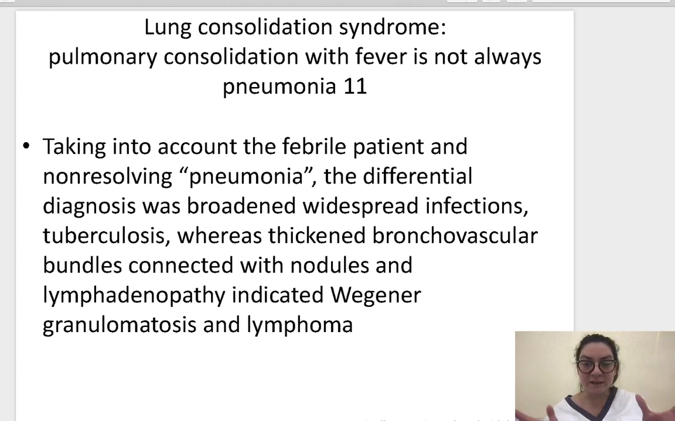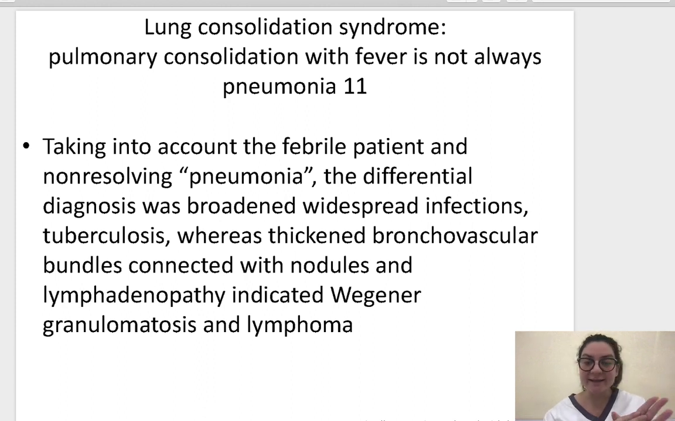Our conclusion of this clinical case: taking into account the febrile patient and non-resolving pneumonia, the differential diagnosis was between widespread infections, tuberculosis, and, given the very thickened bronchovascular bundles connected with nodules and lymphadenopathy, Wegener granulomatosis and lymphoma. You see that on the usual chest X-ray, by clinical picture, and at the initial stage it looks like typical infectious pneumonia, but just one sign from the first analysis raised suspicion.